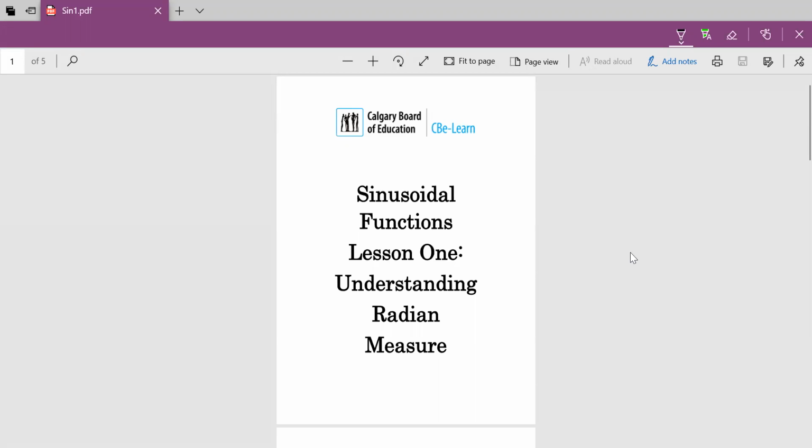Hello, 30-2s. We are in our first lesson in our new unit called sinusoidal functions. What we're going to do here is look at a very quick video talking about radian measure. By the end of this lesson, I'm hoping I'll give you two super cool facts that you can go out and ask most people in the world about that they don't know. But it's really interesting because we use these facts every single day of our life. So here we go.